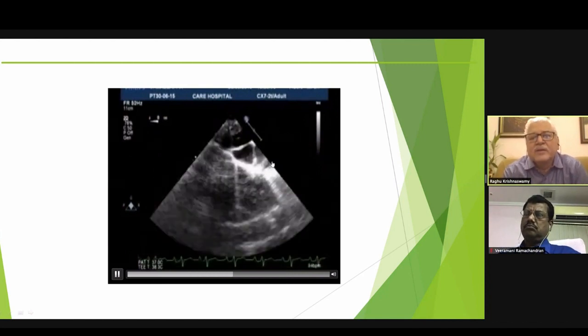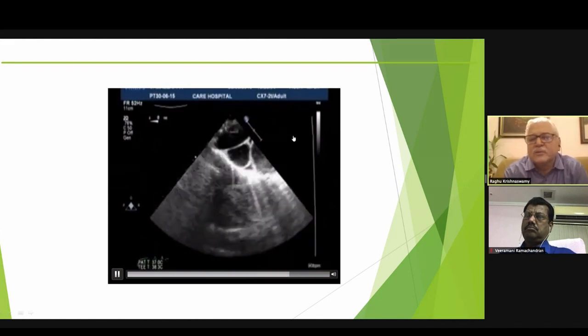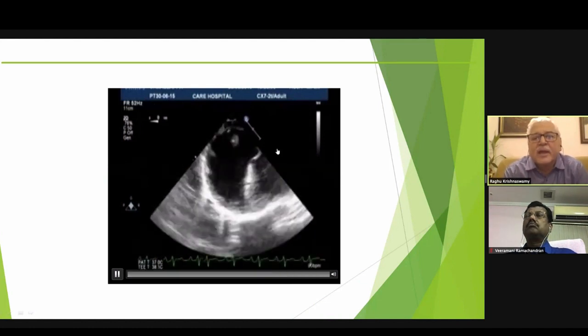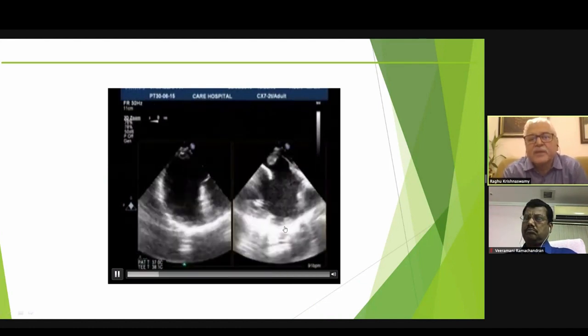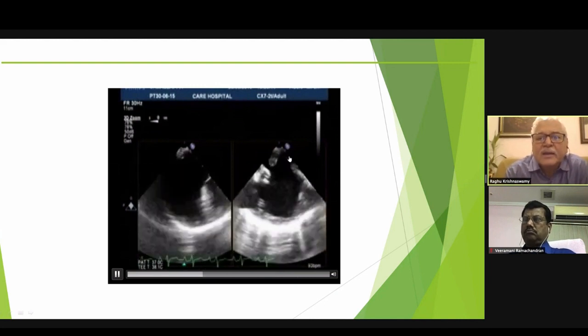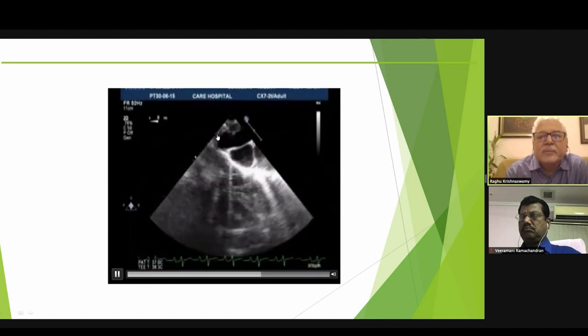And when we did a contrast study, we had a PFO, so part of the thrombus was spreading into the left atrium also. In other words, this was a thrombus in transit. And if you see the later part of the recording, I have shown very clearly that this patient had a pulmonary artery thrombus. You can see this very clearly in the right pulmonary artery.